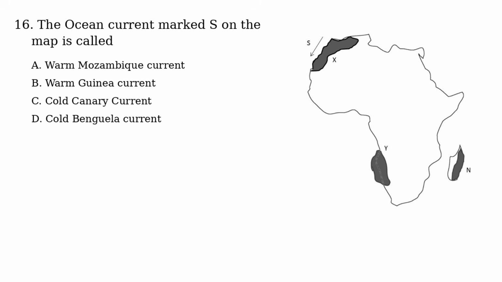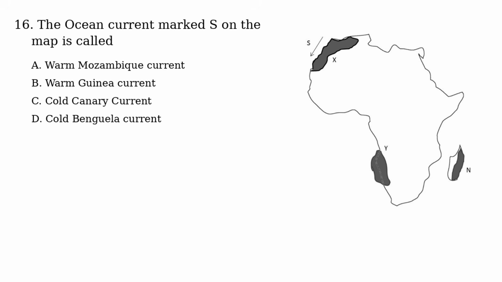Then next, let us go to question number 16. And question 16 says, the ocean current marked S on the map is called. So we have S, and S is above there. Now that is the cold Canary Current. Why? Because the Canary Current flows southwards along the northwestern coast of Africa, where you see that point marked S.